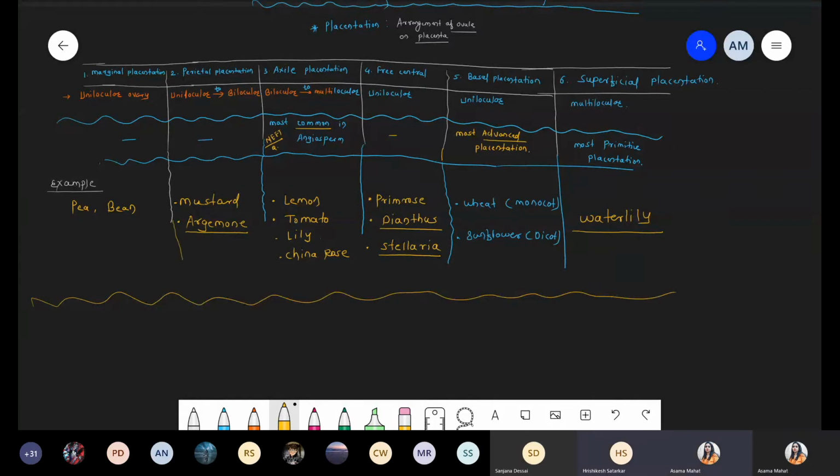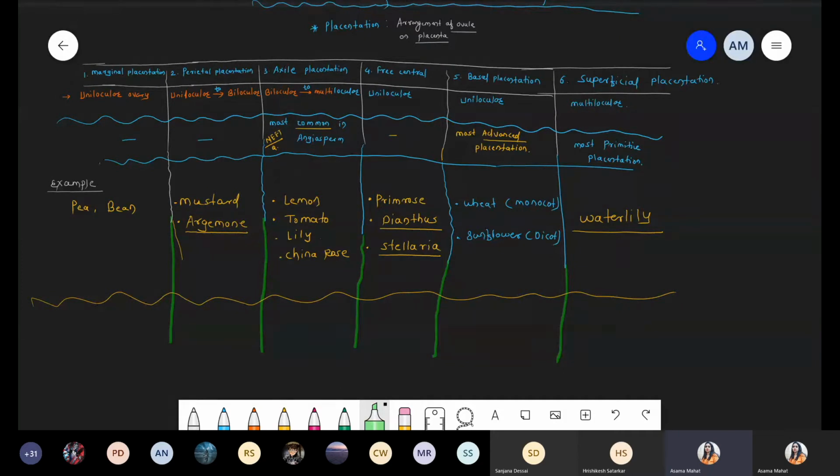Yes, ma'am. Very good. Now we continue with the last point with respect to placentation, that is the part of diagram. We discussed that placentation means the arrangement of ovule, sorry, on placenta. That is called simply placentation.